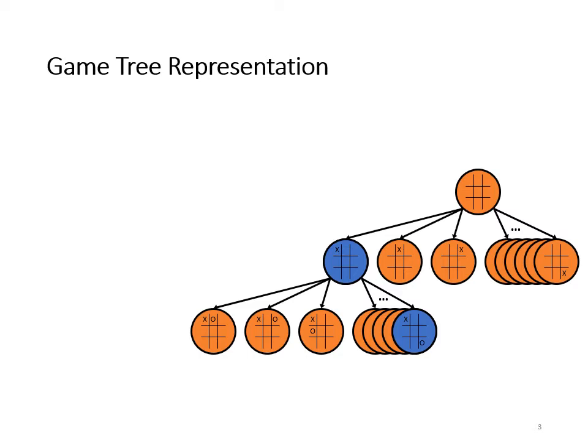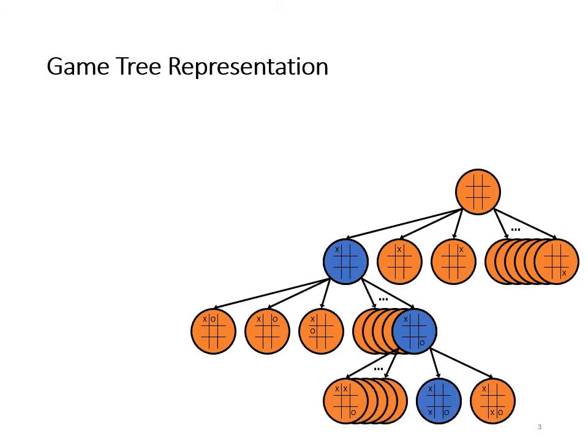When x will play, x can take any cell out of these 9 cells. The rest of the 8 cells are for the next level, which will be for the opponent, O. Similarly, it will increase level by level, and at one time you will get a solution. This solution will either favor X, or favor O, or it may be a draw. So there are three positions: loss, win or draw state.